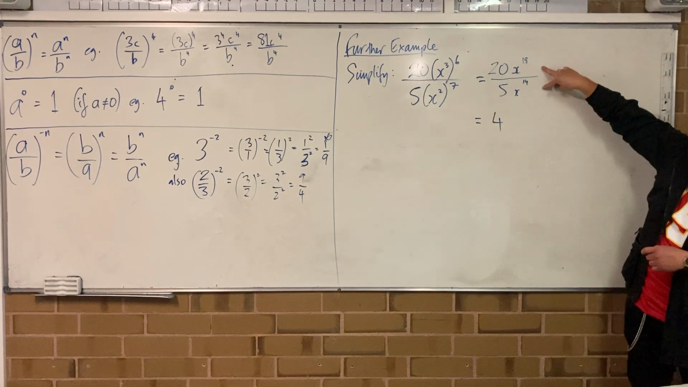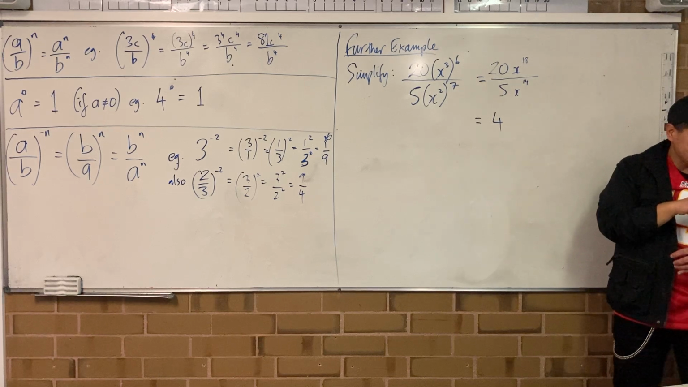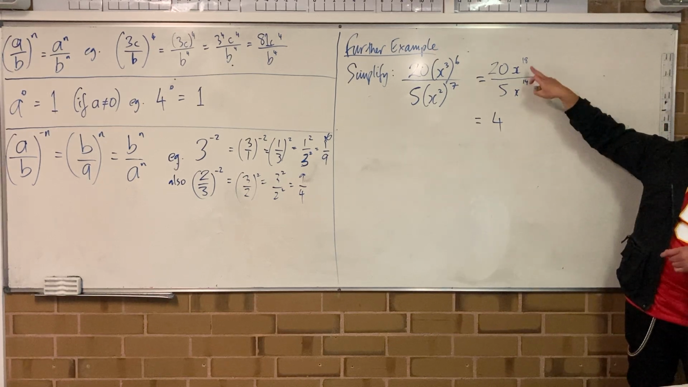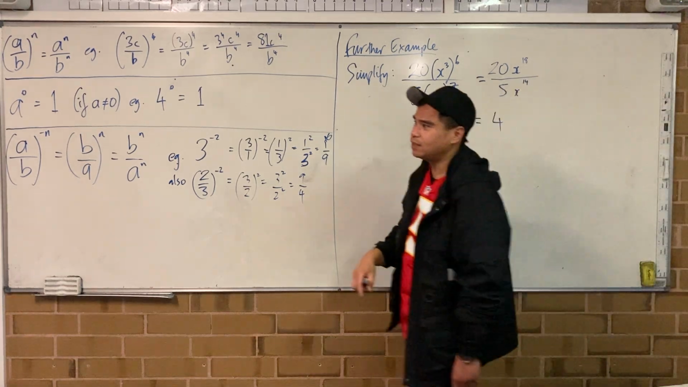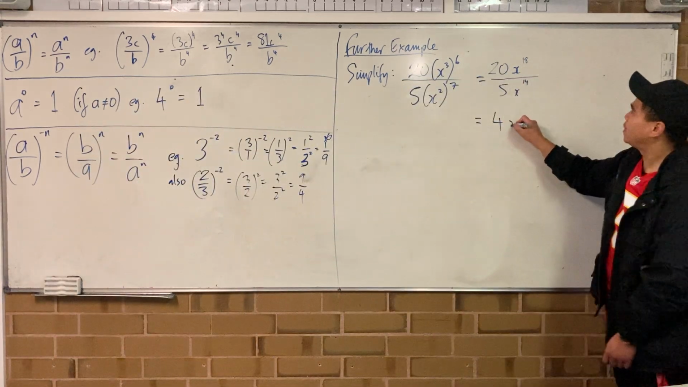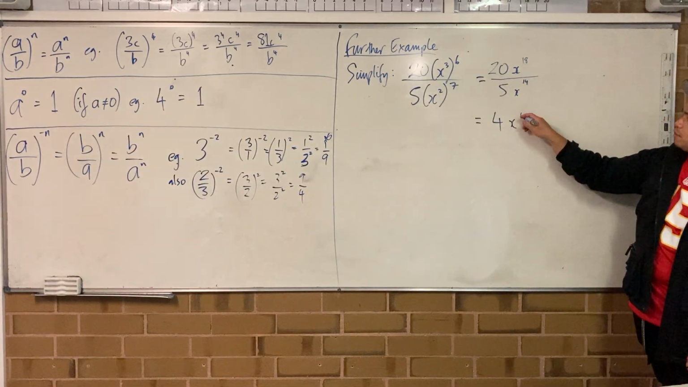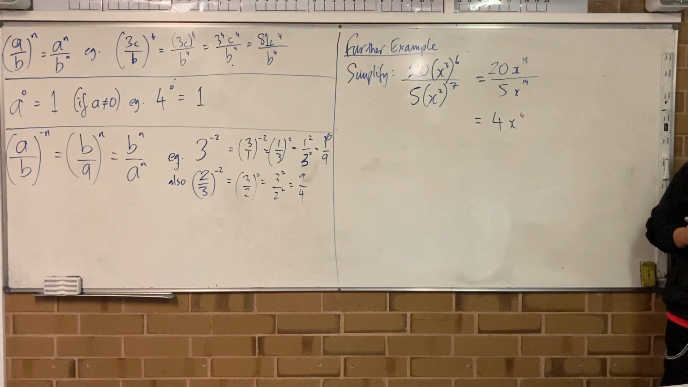But now we have the same base number. These are the same base number, x. And do they have powers? Yeah. What do I do when you're dividing? Same base, minus the powers. So it's going to be 4 times by x to the power of 4. And there's no more cancelling that I can do here. That's index laws.